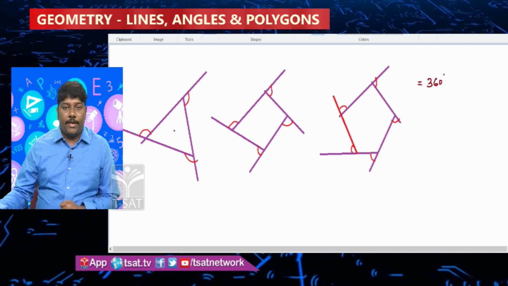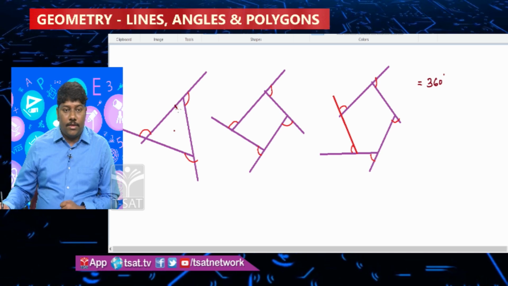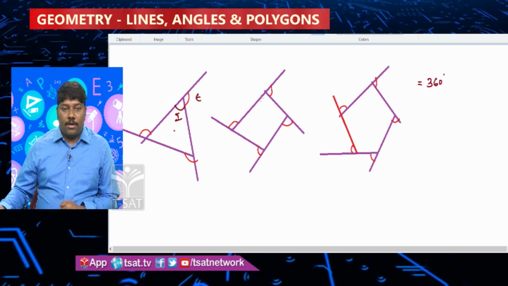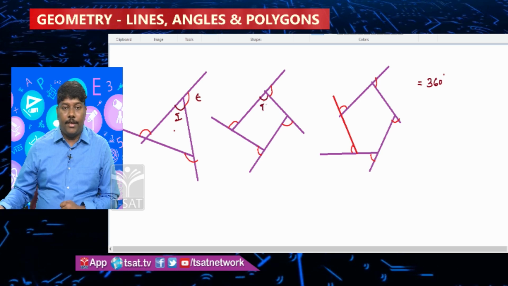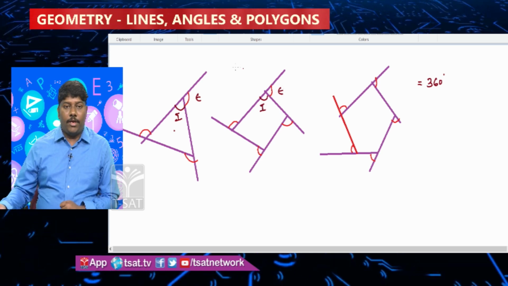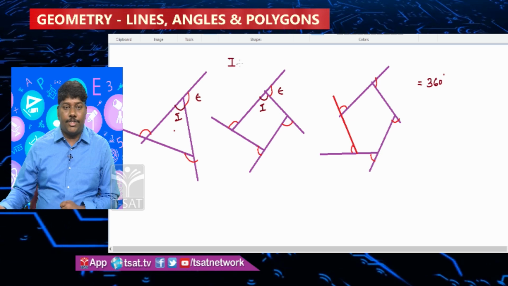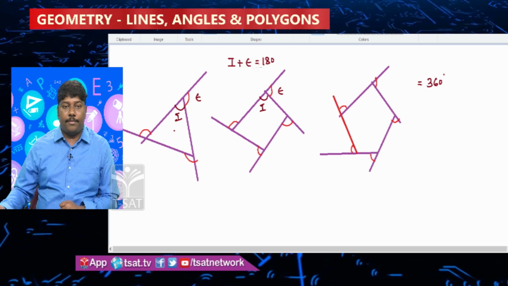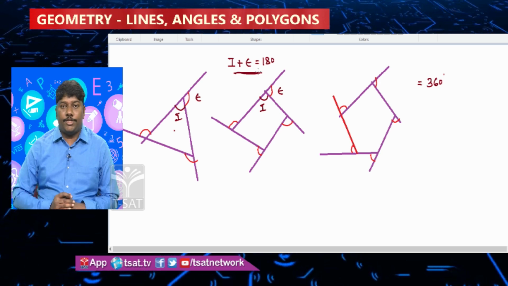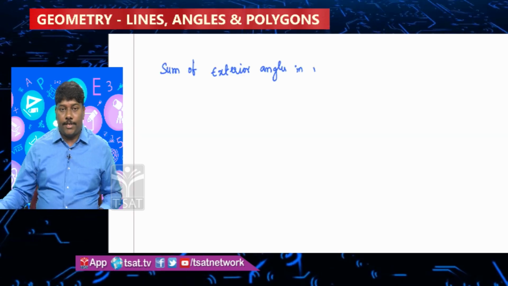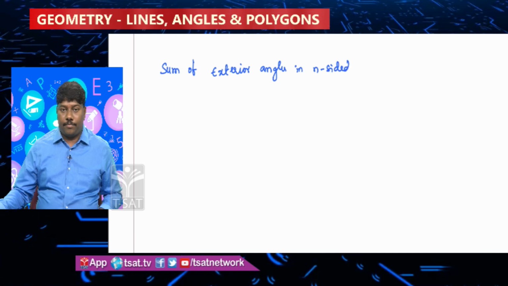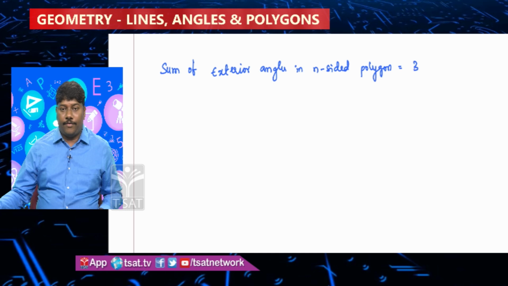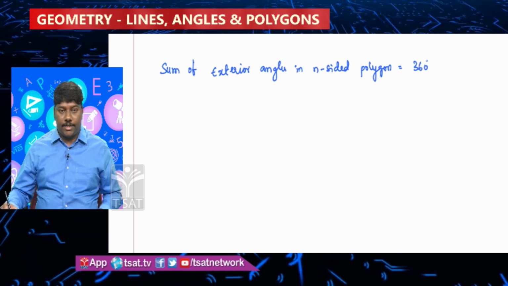Now one more thing we can clearly see here. This one is an exterior angle and this one is an interior angle. Here you see this is interior and exterior. In any polygon you take, interior angle plus exterior angle should always be equal to 180 because it forms a linear pair. So interior angle plus exterior angle is equal to 180 in an n-sided polygon. So here the number of sides doesn't matter. It is independent of the number of sides because it always forms a circle, it is 360.